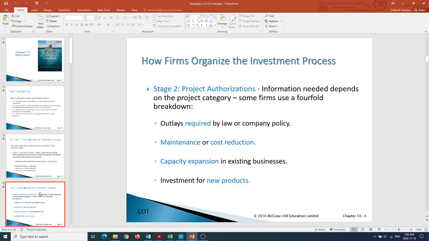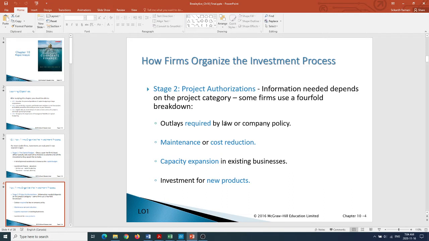Okay, but not only this, when you come to project authorizations, as soon as these projects are identified, every firm typically has their projects categorized into one of four categories. The first one is almost always outlays required by law or by company policy. So these are mandatory in many senses. The only thing which firms try to do is find the lowest cost way to implement these outlays. Let's say pollution control, right?